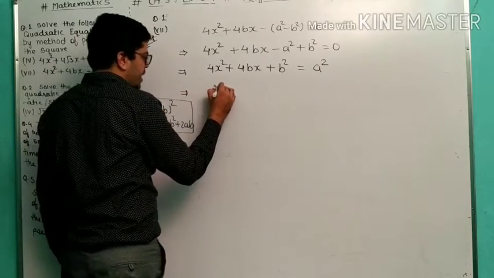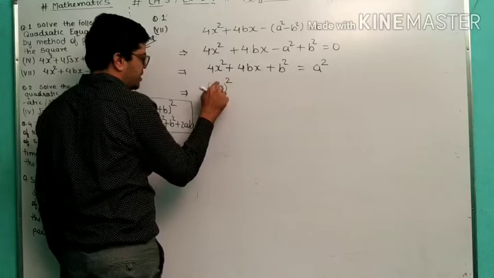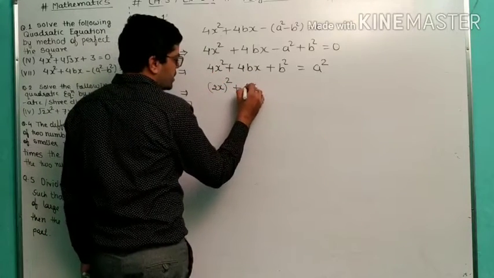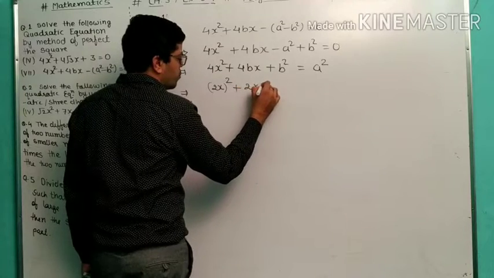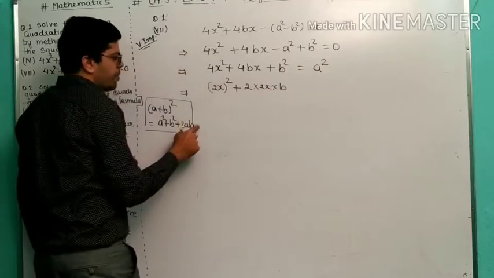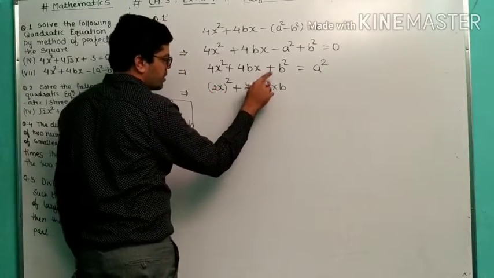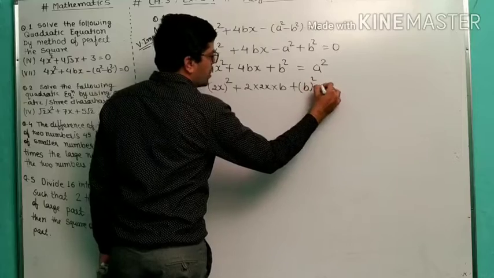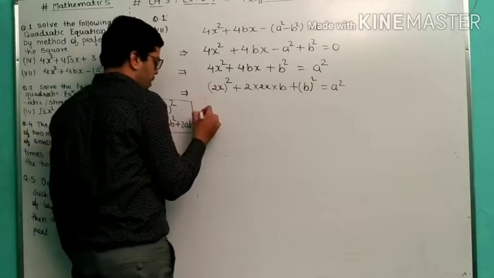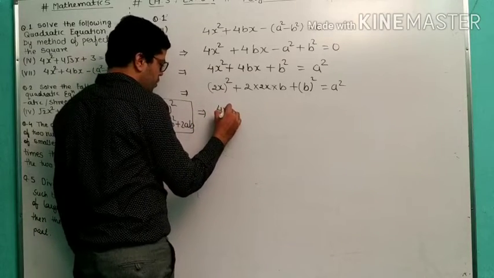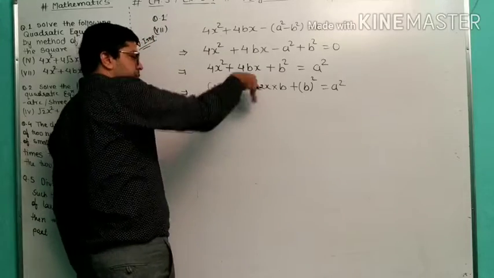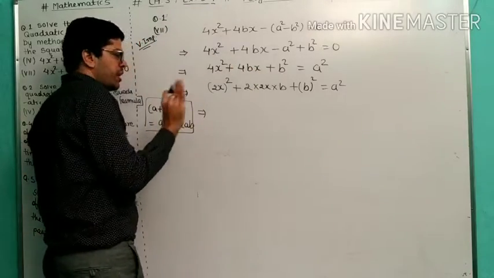So what I did here is write (2x) whole square. And also I can write 2ab as 2 into 2x into b, so that is converted into 2ab. The value of a is 2x, and that particular b whole square is equal to a square. So this is also easy. Now you can just observe here, (2x) square is 4x square, so that term comes again, by which you can understand.